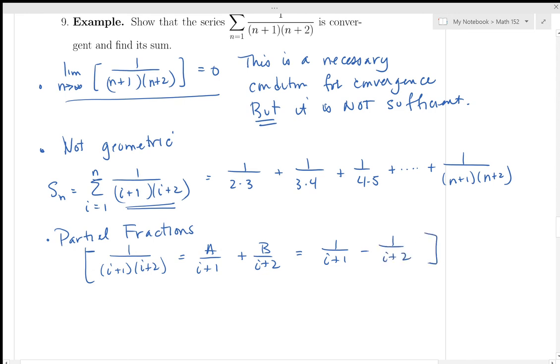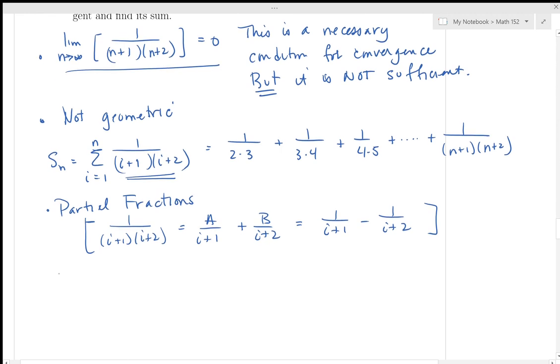Okay, so I'm using the partial fractions. I'm going to use that to write the nth partial sum again. The first term will be when i equals 1. Maybe I'll write it out. This looks like this. Okay, so I've done partial fractions on the expression for the ith term, and then I will write that out like this.